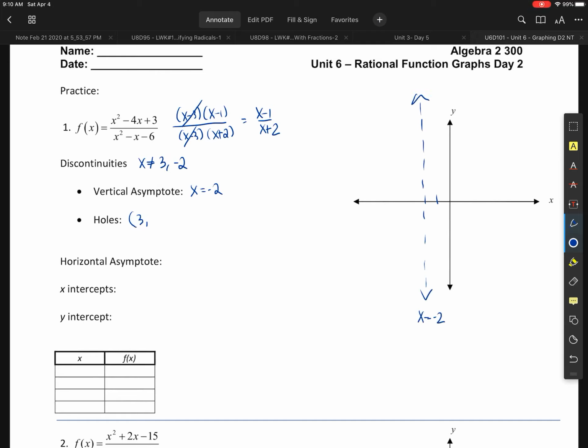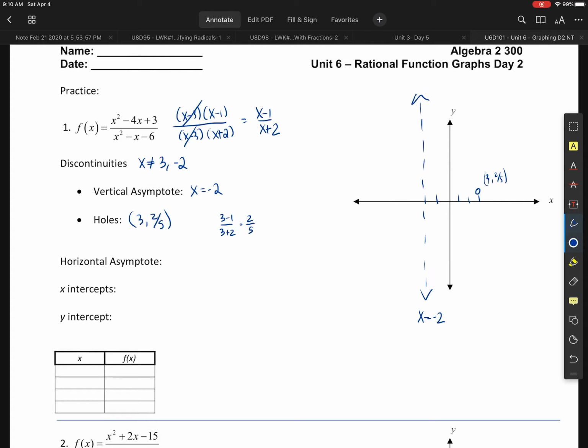x equals negative 2. So if I plug in 3, I get 3 minus 1 over 3 plus 2, 2 over 5. So my hole is at 2/5. 1, 2, 3, 2/5. 3, 2/5. There's my hole.